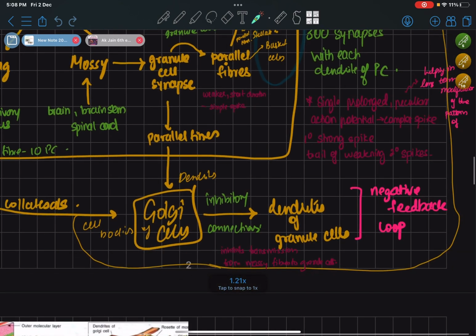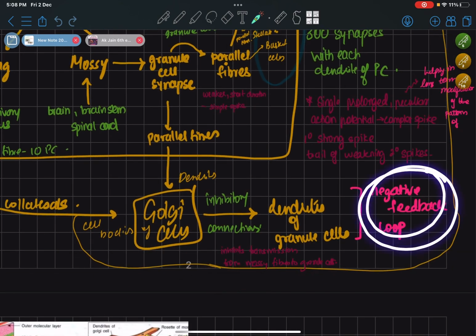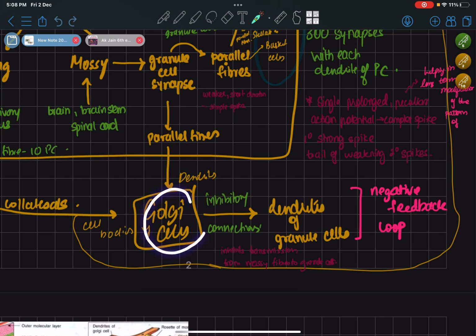So this is called a negative feedback loop, because the Golgi cell is getting excited by the granule cells, and it is itself inhibiting the granule cells. So this is a negative feedback loop, which I wanted to talk about.